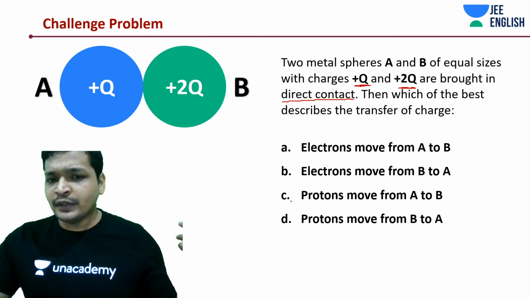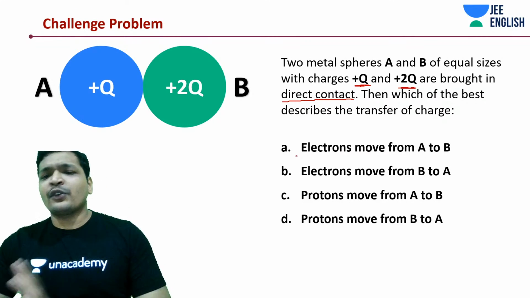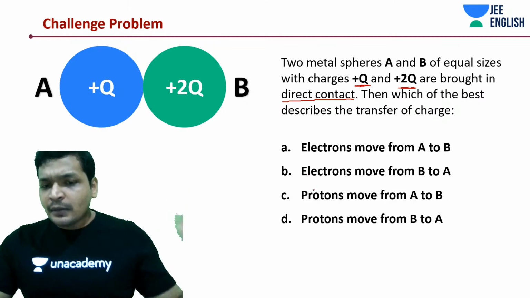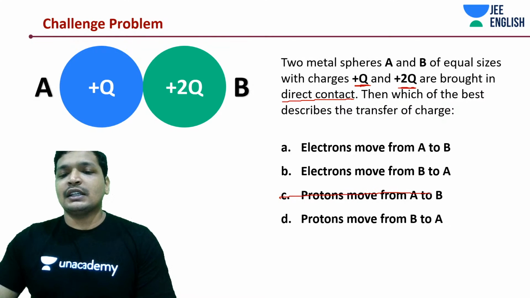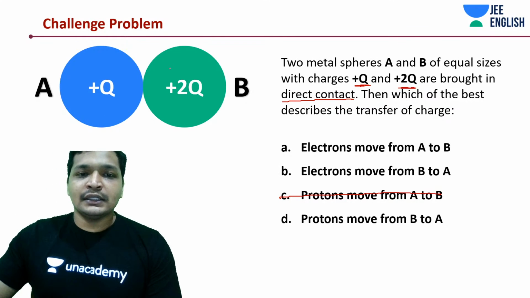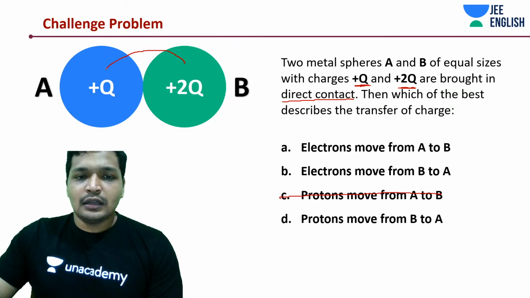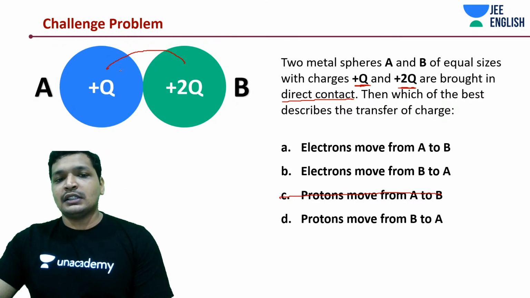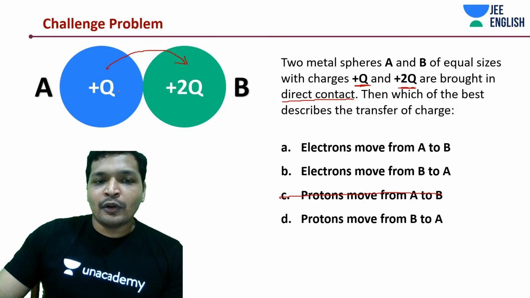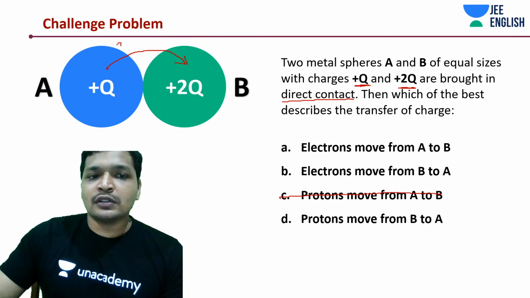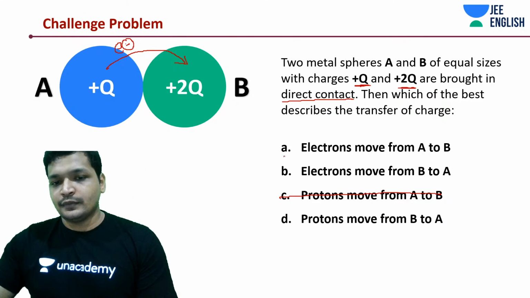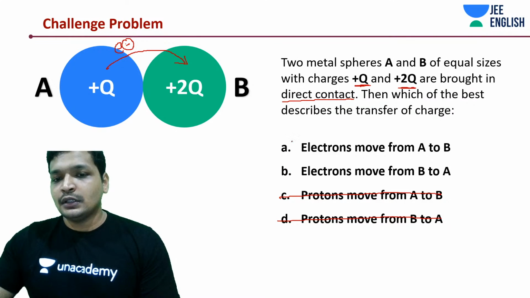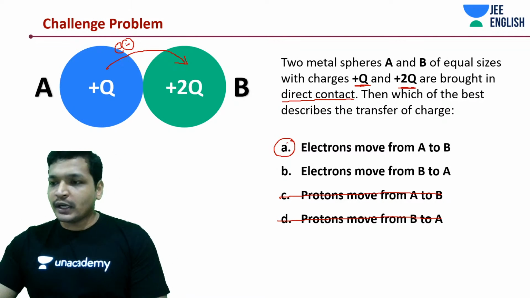So just as we discussed now, 4 options are given, the same ones. Electrons move from A to B, electrons move from B to A, protons move from A to B, and protons move from B to A. Of course, protons don't flow as we just discussed. So in this case, what would happen really is, this is more positively charged, this is less positively charged. That means this has more number of electrons compared to this. So electrons will actually flow from A to B. As you know, protons don't flow, so electrons will flow from A to B. Really simple.